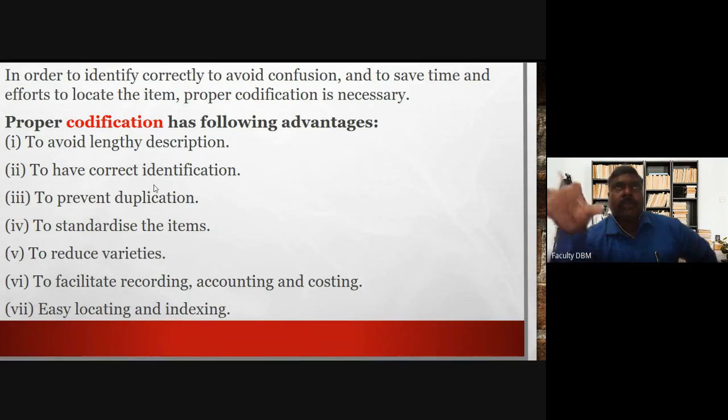A number of items will be there. In each item we have the code, the price and a barcode reader. From there we can click and order it. So that is how the codification will be: to prevent duplication, to standardize the items, to reduce varieties, to facilitate recording, accounting and costing, and easy locating and indexing, where we can easily find it on the shelf.